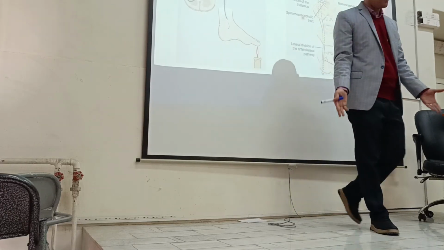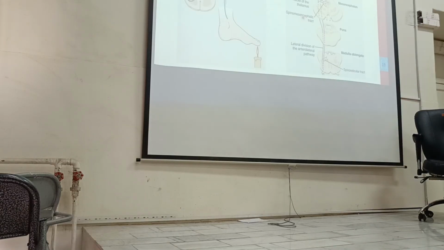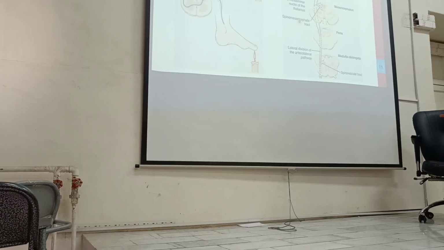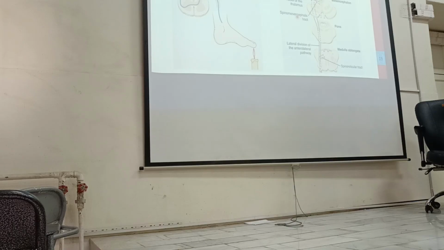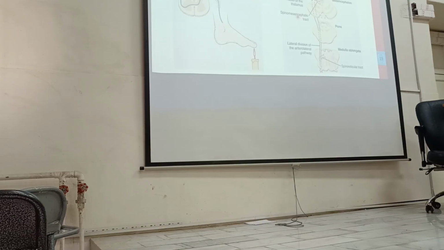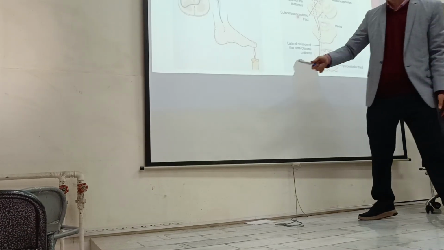So all sensory fibers originating from the body have their somas in the DRG, no matter whether they come from the skin or the bone or the muscles or the internal organs. All of them have their cell bodies in the DRG, the dorsal root ganglion.